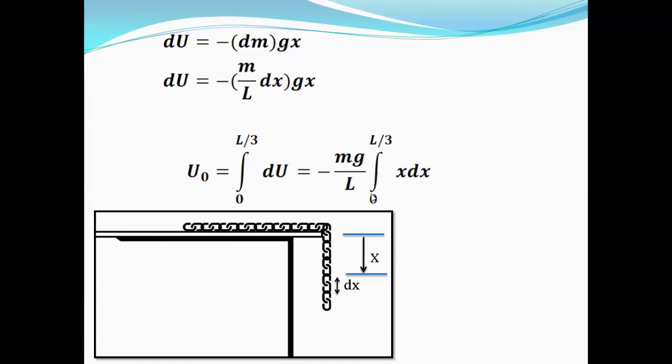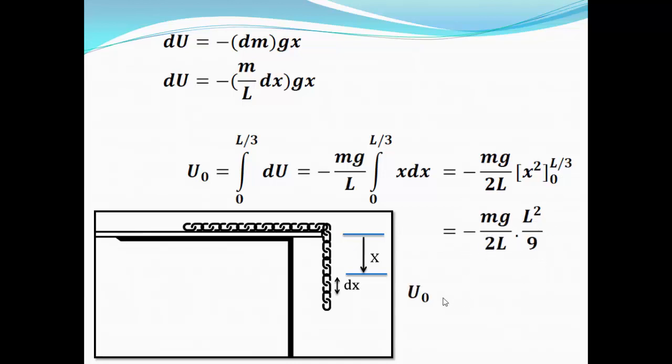So we have to integrate only from 0 to L by 3 for x dx. The integral of x dx is x squared by 2, and we apply the limits only to the variable, from 0 to L by 3. We get minus mg by 2L times L squared by 9. That simplifies to an initial potential energy of minus mgL upon 18.